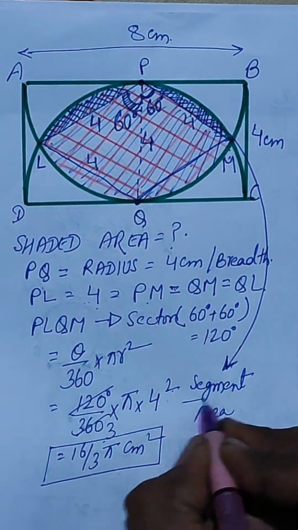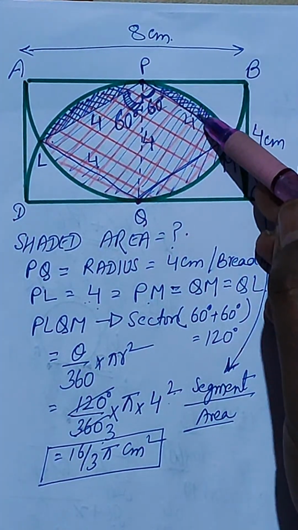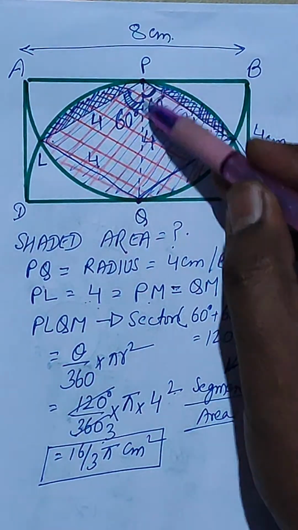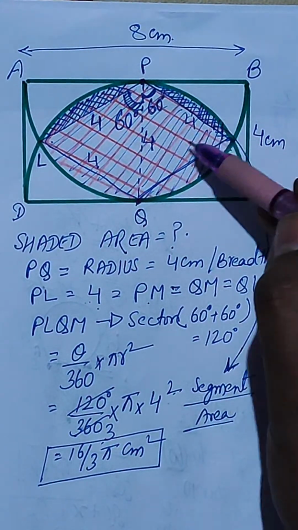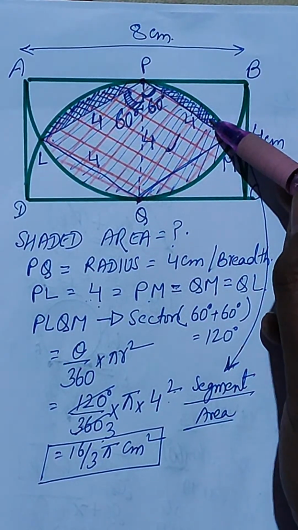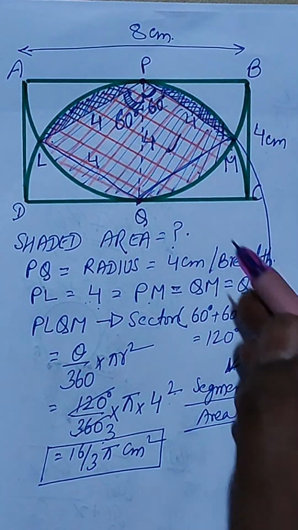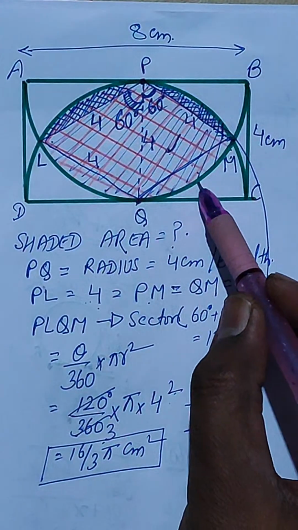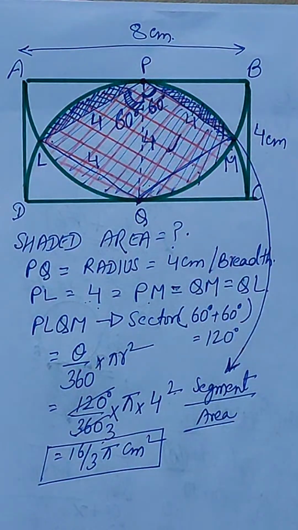Segment area needs to be calculated. Segment area can be found if you find the area of this sector PQM, and subtract the area of this equilateral triangle. Then you will get the area of this segment. Considering all these four segments are symmetrical, because the radii of both these semicircles are the same.